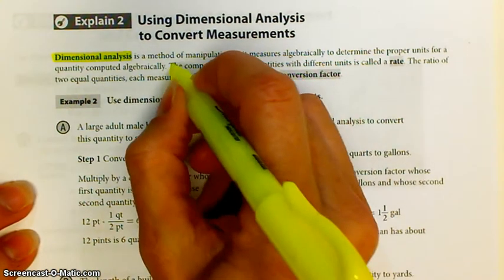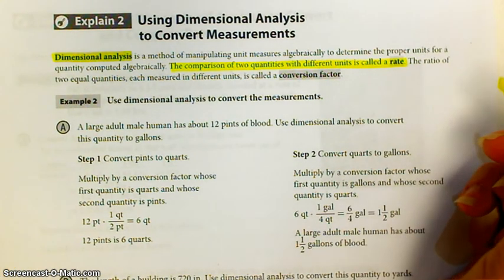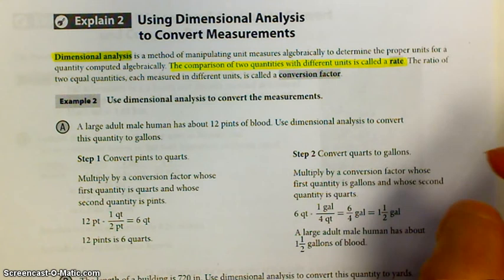The comparison of two quantities with different units is called a rate. Like meters per second is a rate. It's the rate at which an object moves. It's called speed. Miles per gallon is the rate at which you are burning fuel in your car, that kind of thing.